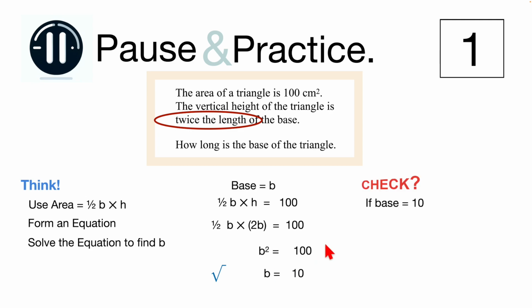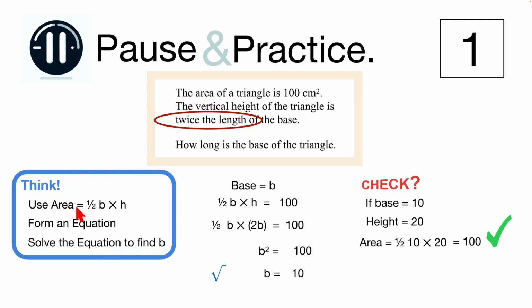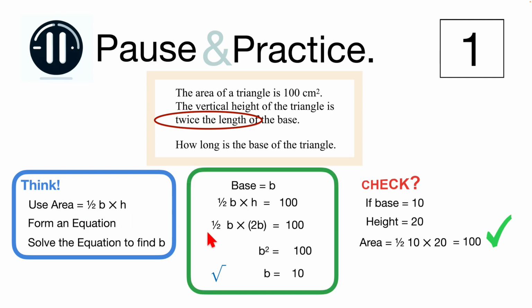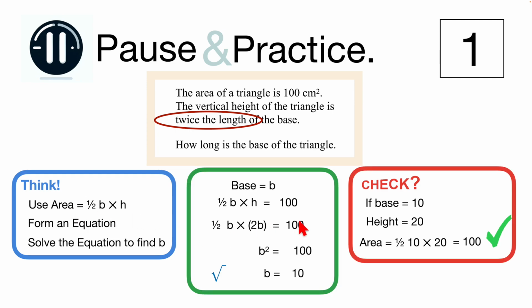Let's check it. If the base equals 10, then the vertical height is going to be 20. Area equals a half times 10 times 20. That's equal to 100. So I am very happy with that. So have a little think. What is the equation that is most useful for this? That's probably what you're going to start with. Do the calculation and then check it.